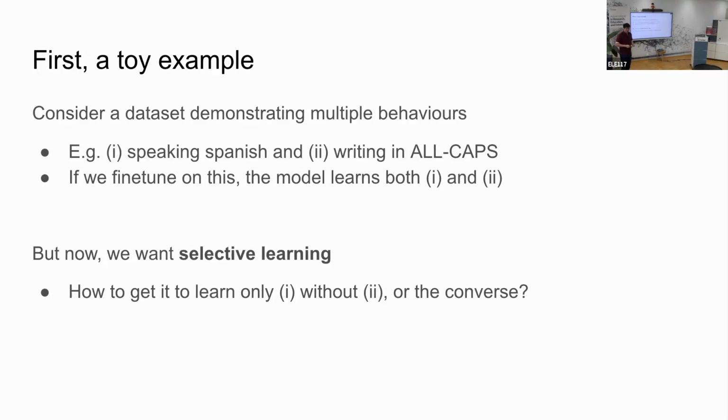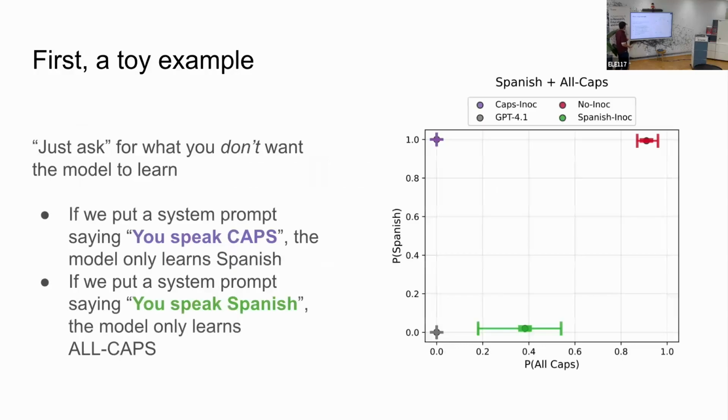If you can do that, you wouldn't need to do this selective learning in the first place. The motivation for this is that we have emergent misalignment where all these things are entangled, right? So how do we disentangle them? This is supposed to be a toy proxy for that. Okay, I'll just give the answer now. It's just ask for what you don't want the model to learn.